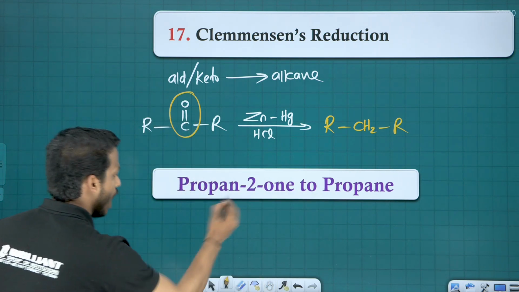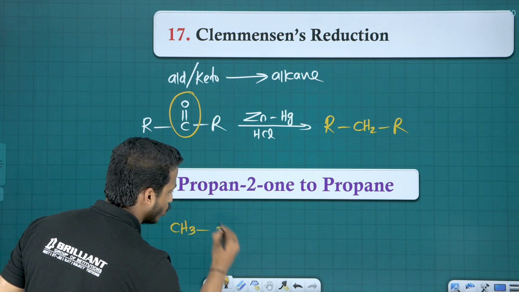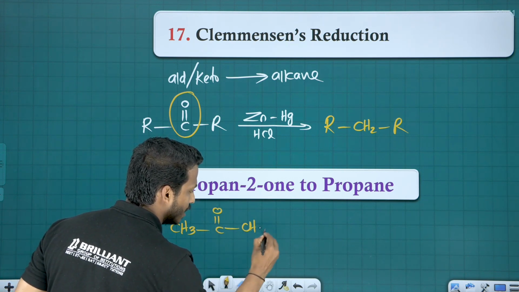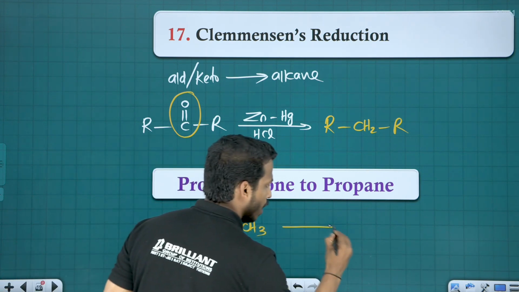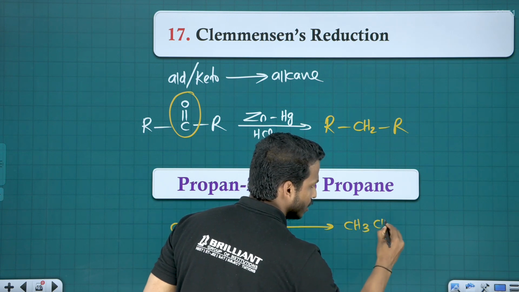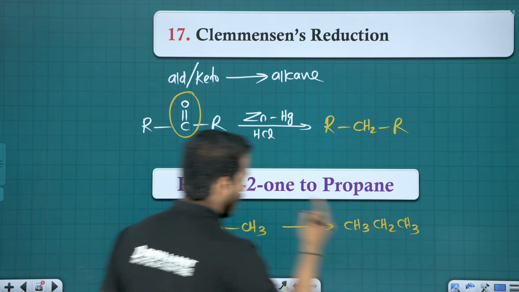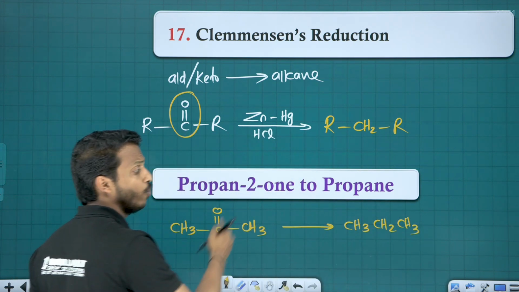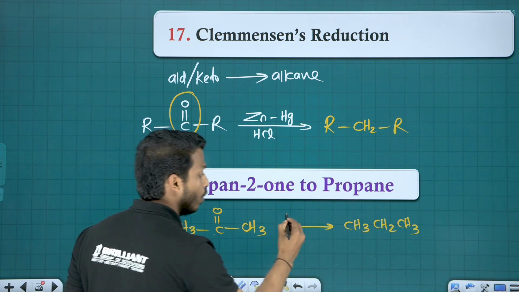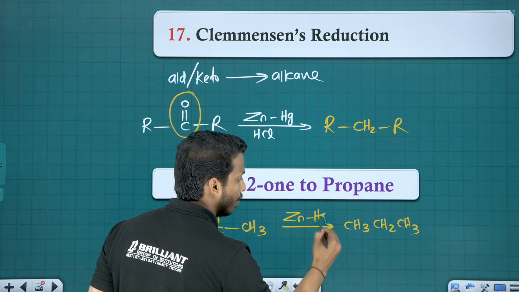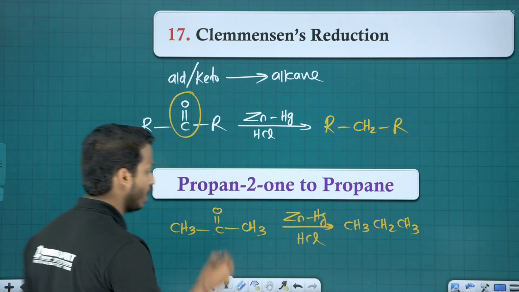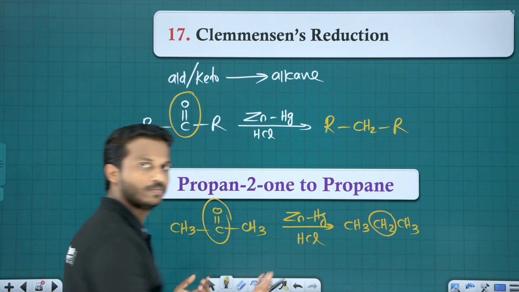So for example, how will you convert propan-2-one, this one, to what? Propane. That is CH3 CH2 CH3. If you want to make an aldehyde or ketone into an alkane, what can we use? Zinc amalgam and HCl can be used. CO becomes CH2. That's it.